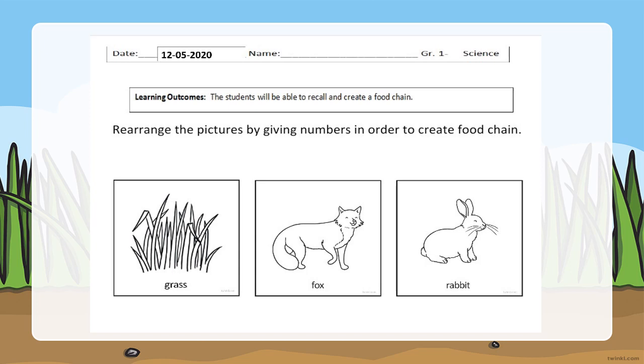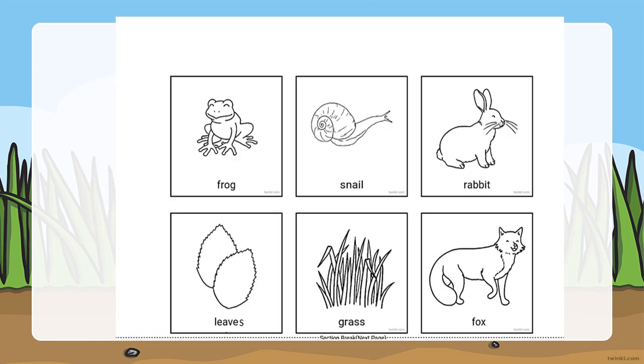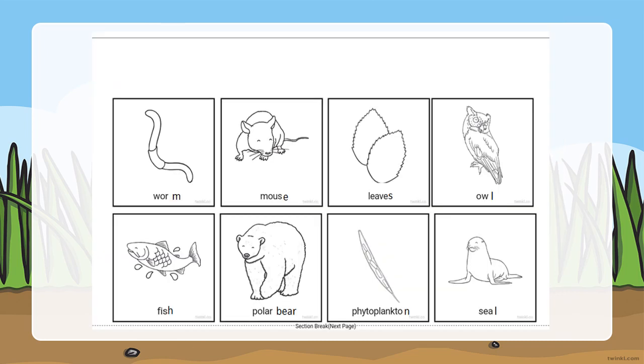Here there's a worksheet. You will be able to recall and create a food chain. You need to make your own food chain. Rearrange the pictures by giving numbers in order to create a food chain. Here you can see the different animals and plant. You need to rearrange by giving numbers to make a simple food chain. Same, number it to make a simple food chain. Here it will grow a little longer. You need to make a long food chain.